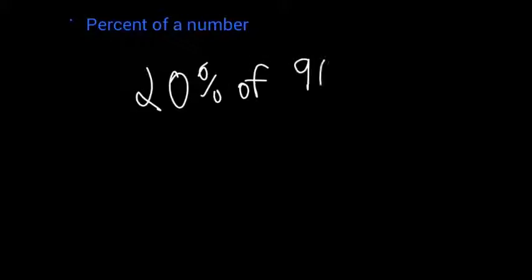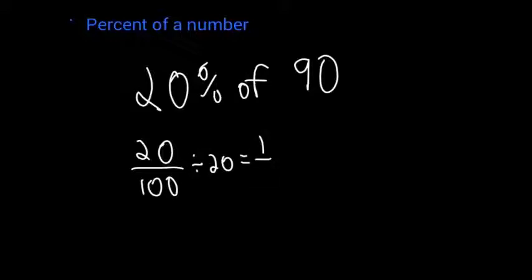Alright, today we're going to talk about percent of a number, and there's a couple different ways to solve percents of numbers. So let's first start with a percent. Let's say we have 20% of 90. One way to do this is with fractions. We can turn that percent into a fraction, so that would be 20 over 100. We can divide both of those by 20, which would equal 1/5.